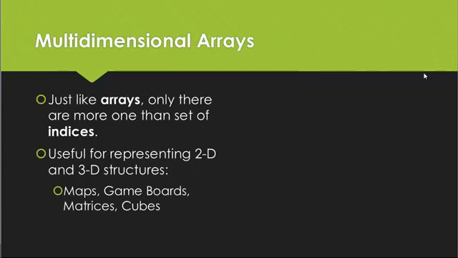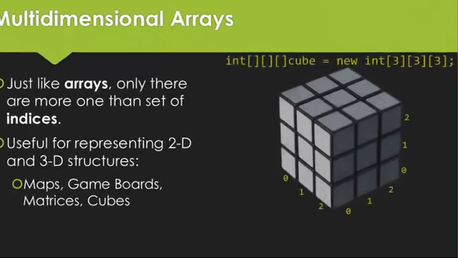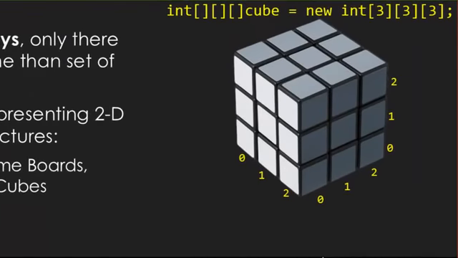The important thing to remember is that a multi-dimensional array is just like a regular array. The only difference is that there's more than one set of indices. These are useful for representing two-dimensional and three-dimensional structures like maps and game boards and matrices and cubes like this one. If you look at the code at the top, I've declared a variable called cube with 3 dimensions. That's why there's 3 sets of brackets here.